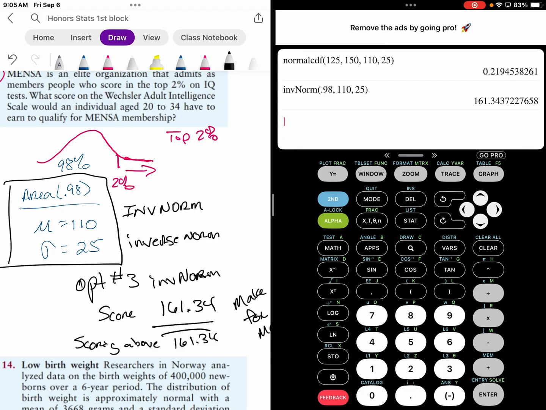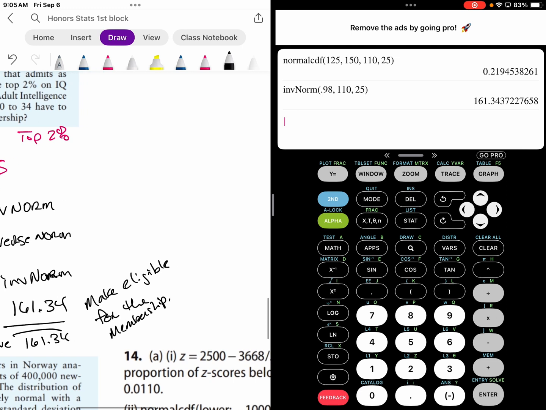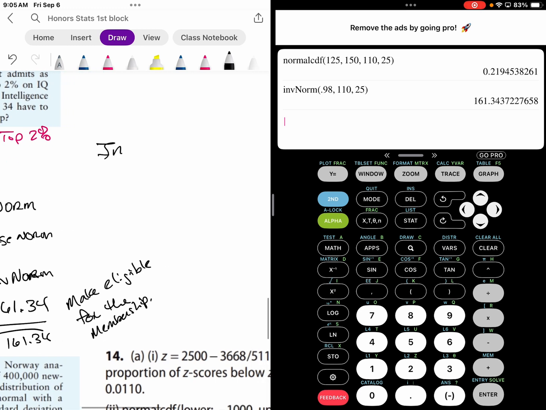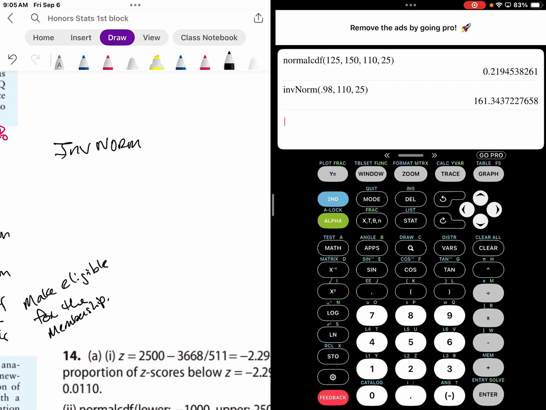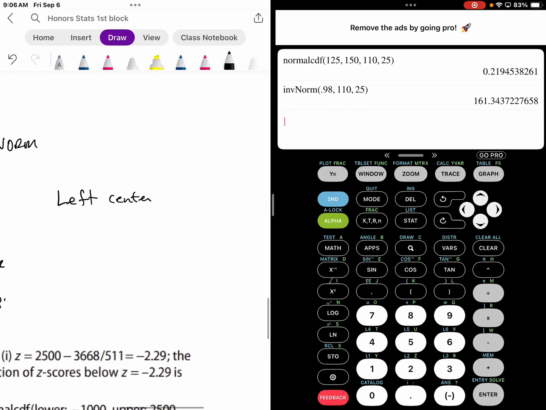Now those watching the video, you'd have to look. I don't have the option to do this up on the screen. But for everybody in the classroom, let's go back and do an inverse norm. Okay? So let's go back and do an inverse norm. And with the updated platform of the calculator, it did have the option of left, center, and right.